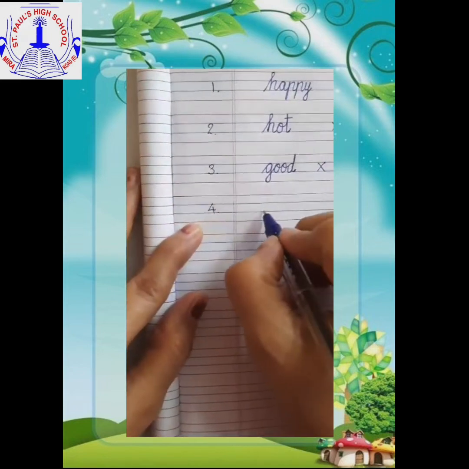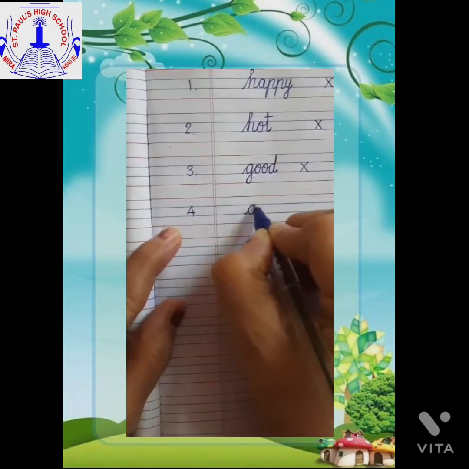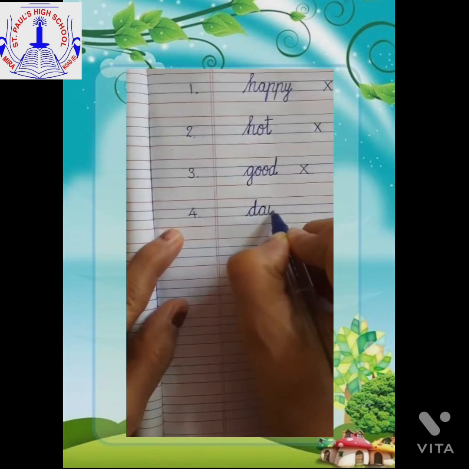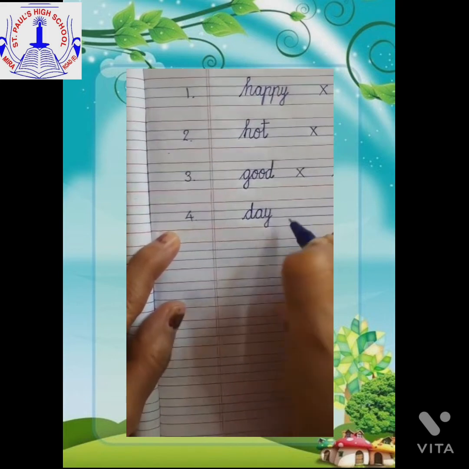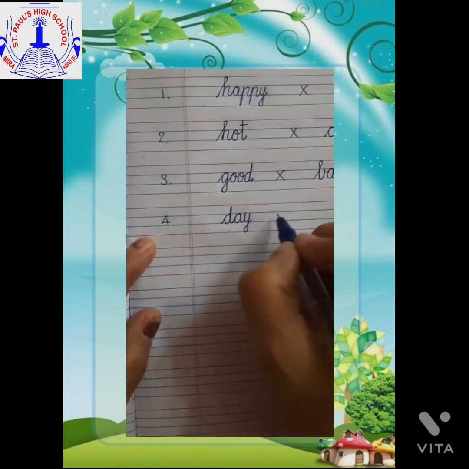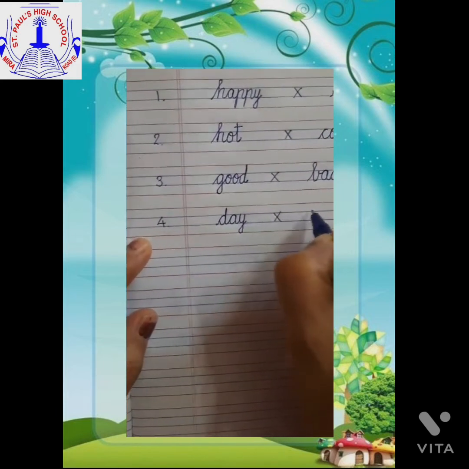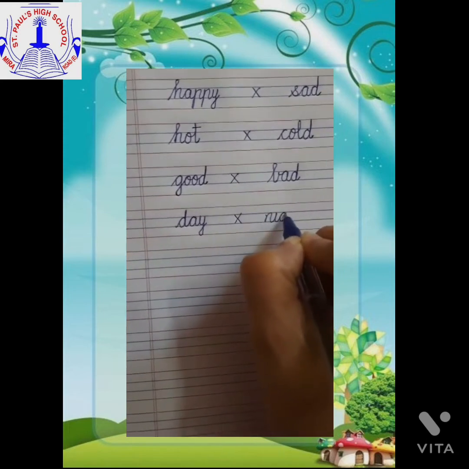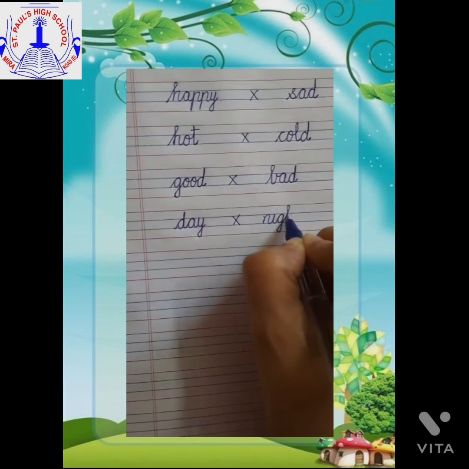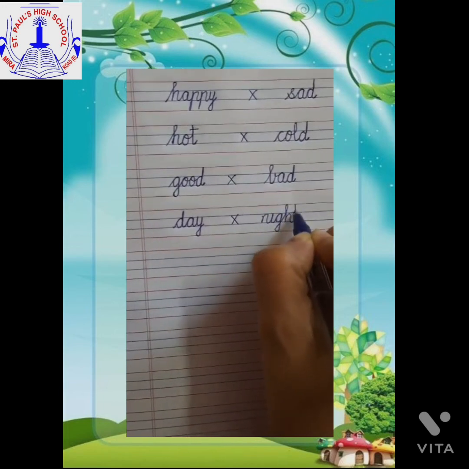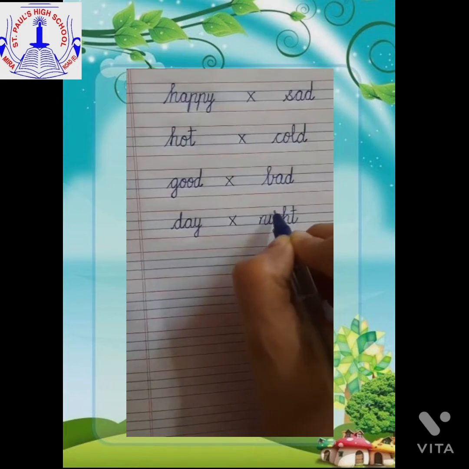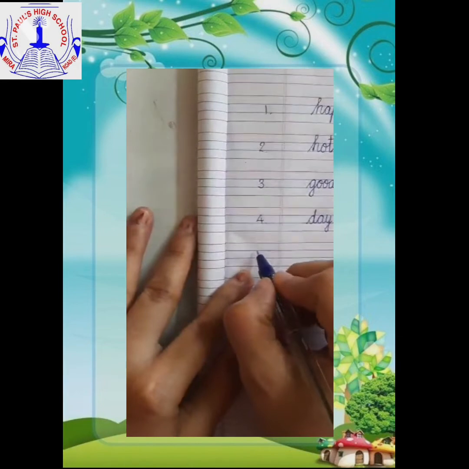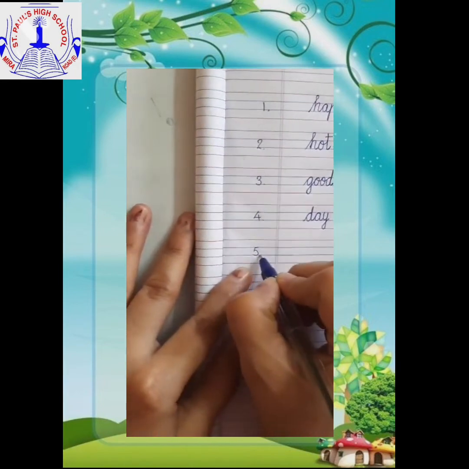Next word is small cursive D joining with A and joining with Y. D-A-Y, day. What is the opposite of day? The opposite of day is night. So write small cursive N, I, G, H, T. N-I-G-H-T, night. The opposite of day is night. Come to the next line and write number 5 in the margin.